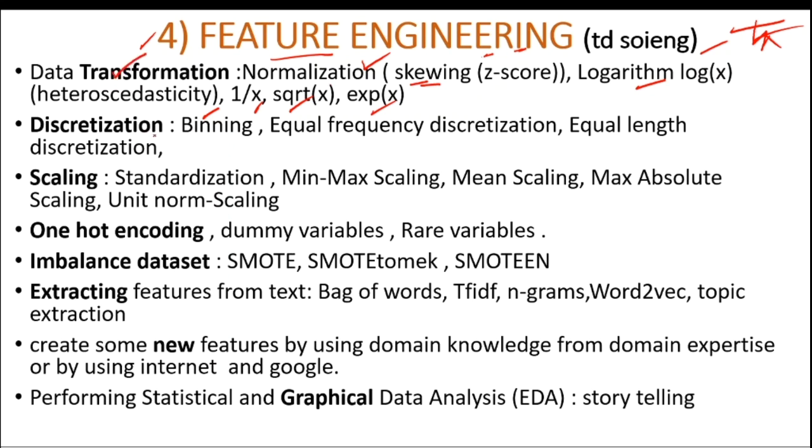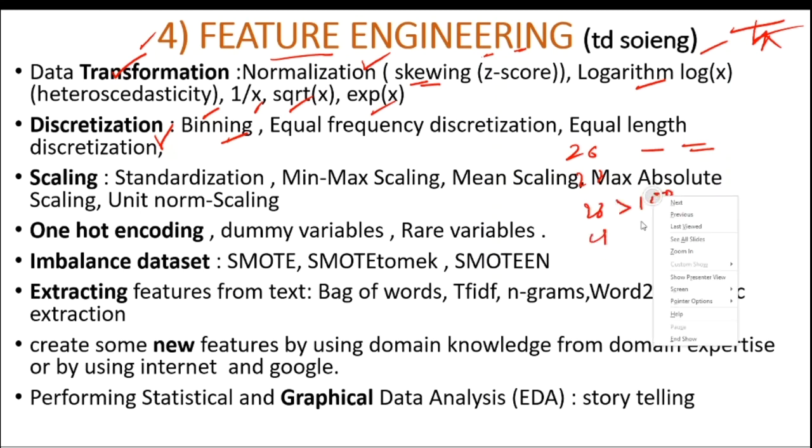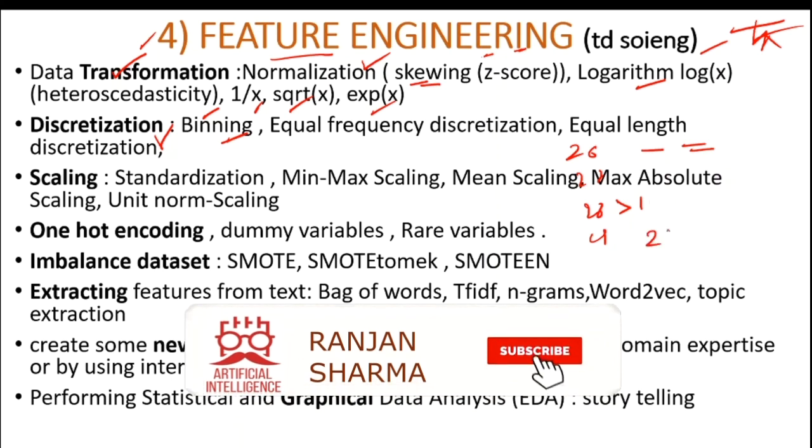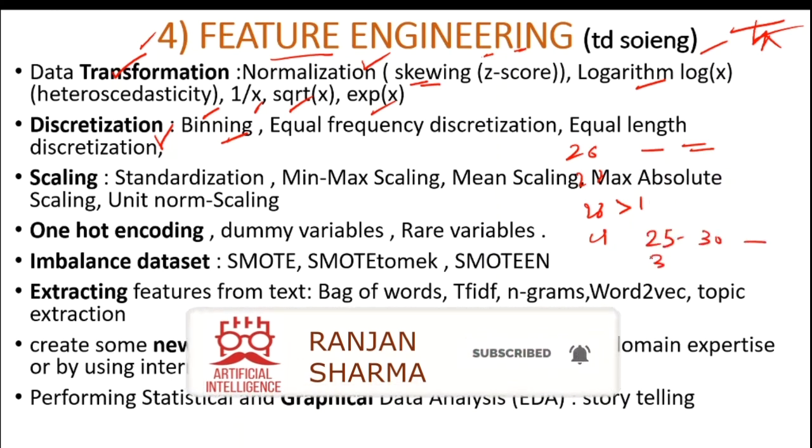Then we can do discretization. It is like binning. Suppose there are many rows, we will make some groups. Suppose there are ages 26, 27, 28, 29, 30. Suppose in every age there are many numbers, many rows. So what we will do, we will make the bins 25 to 30, 30 to 35.